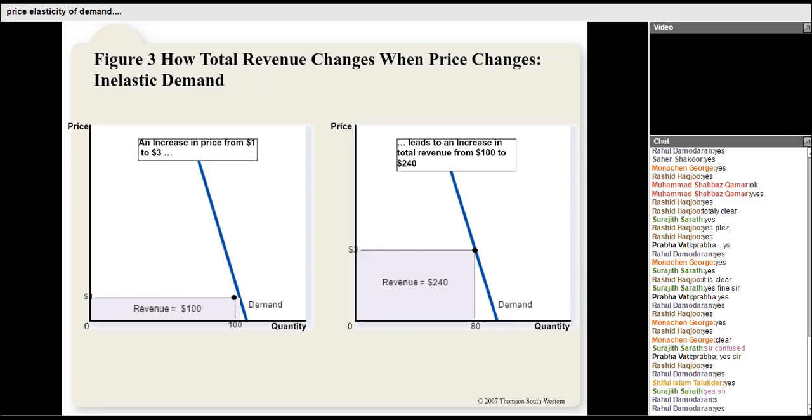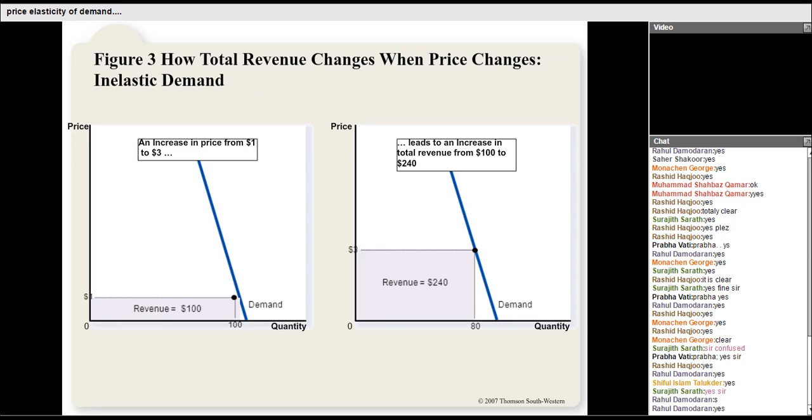See, your total revenue is more, because you have increased the price a lot. You have increased the price almost two or three times. It was one and now you made it three. You are charging almost double, but the demand has only slowly dropped down. See, so it means it is inelastic. It is not dropping severely. Is it clear?